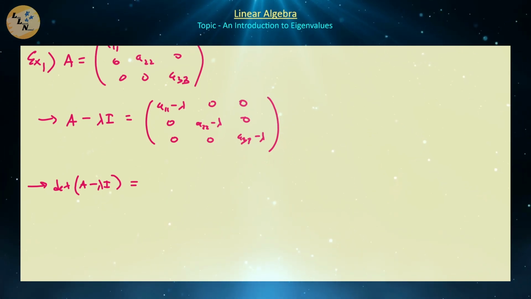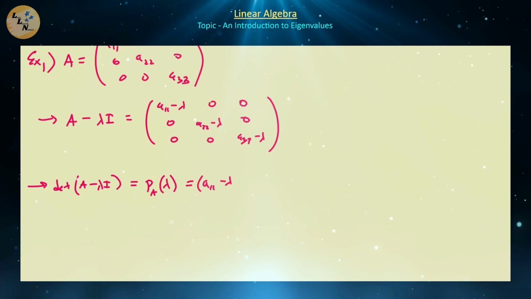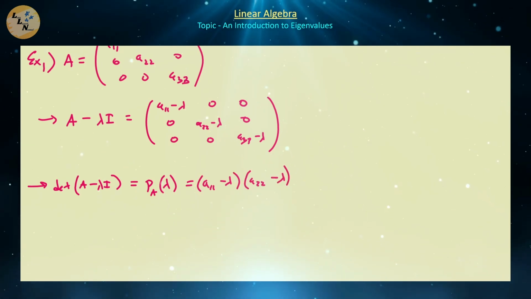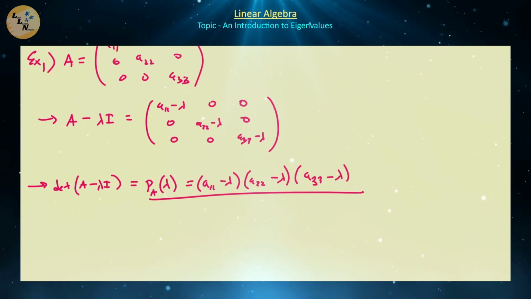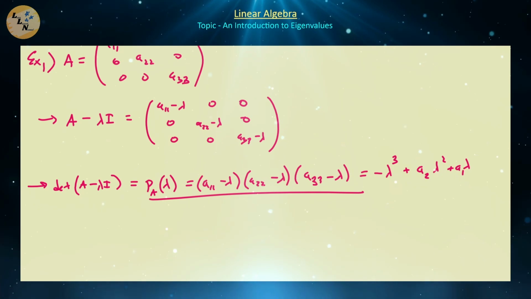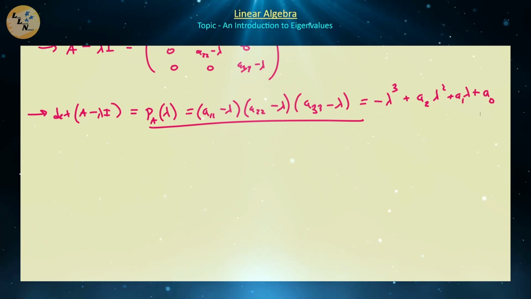So that's going to be equal, by definition, to the characteristic polynomial of matrix A, and by results from determinants, we know that it's going to be equal to a11 minus lambda times a22 minus lambda times a33 minus lambda. You can expand that, and you're going to get a degree 3 polynomial, in particular one of the form minus lambda cubed plus some number lambda squared plus some number lambda plus some constant at the very end. You can figure out what those constants are in terms of a11, a22, and a33, for either specific cases or the general case, in case you are interested.